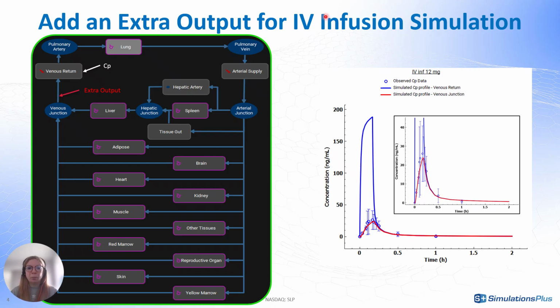As you can see on the plot on the right-hand side, the simulated plasma concentration at the venous junction site here in red is able to capture the observed data compared to the venous return site that you can see here in blue.